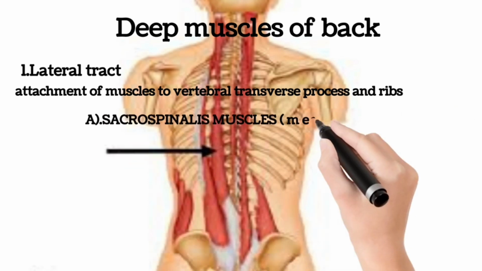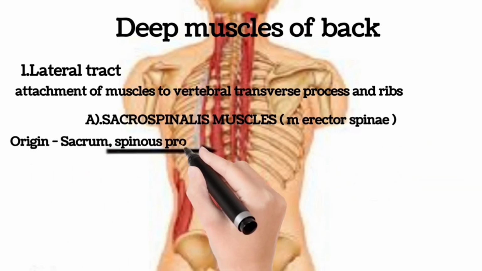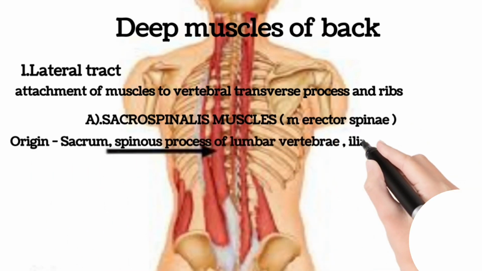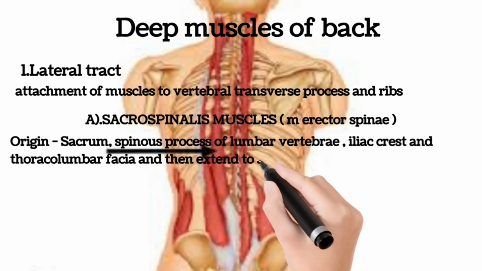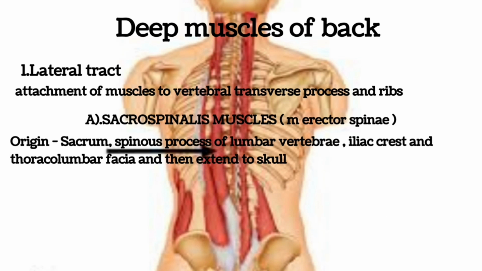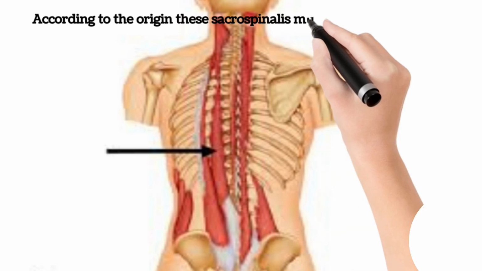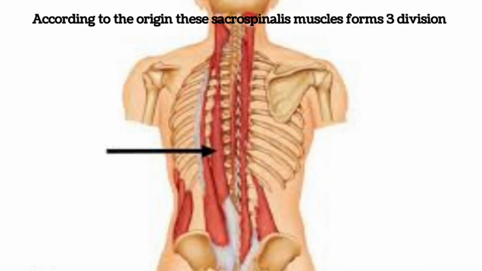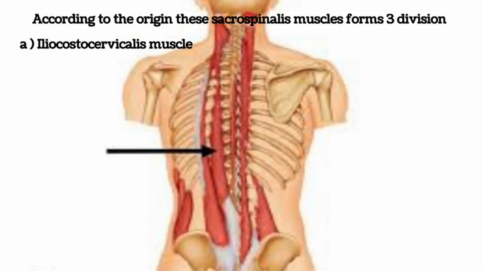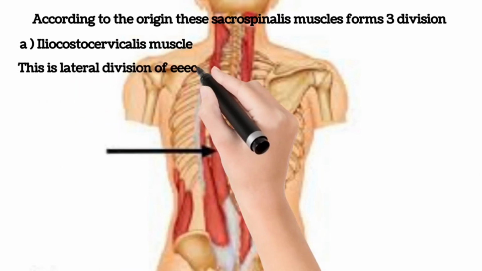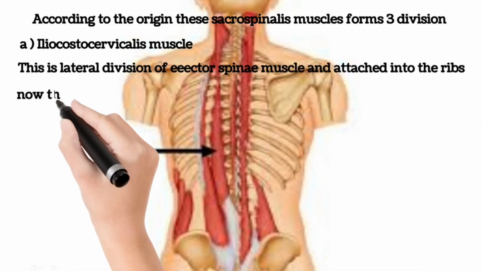First one is the sacrospinalis muscle, which is the erector spinae muscle. Now its origin is the sacrum, spinous processes of the lumbar vertebrae, iliac crest and thoracolumbar fascia, and then it extends to the skull. Now the next part, according to the origin, this sacrospinalis muscle forms three divisions. Now these are iliocostocervicalis muscle.